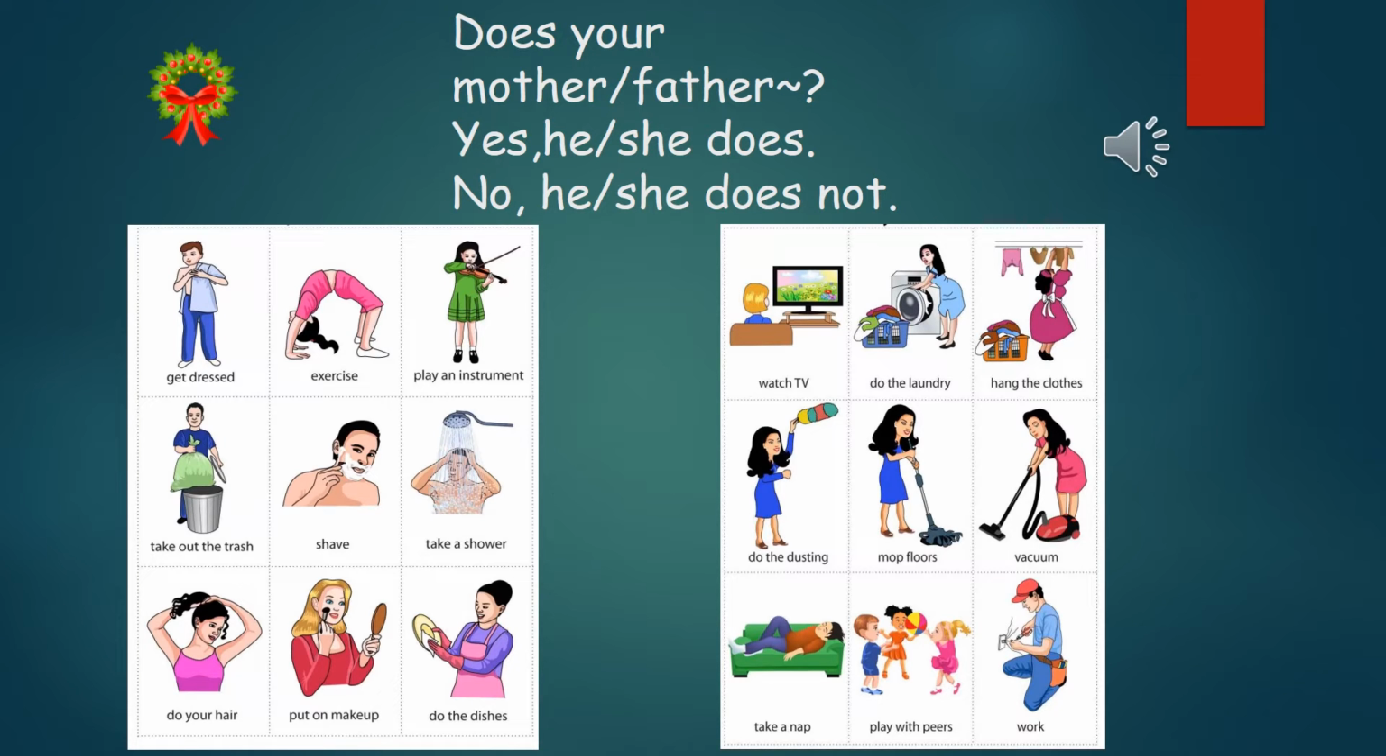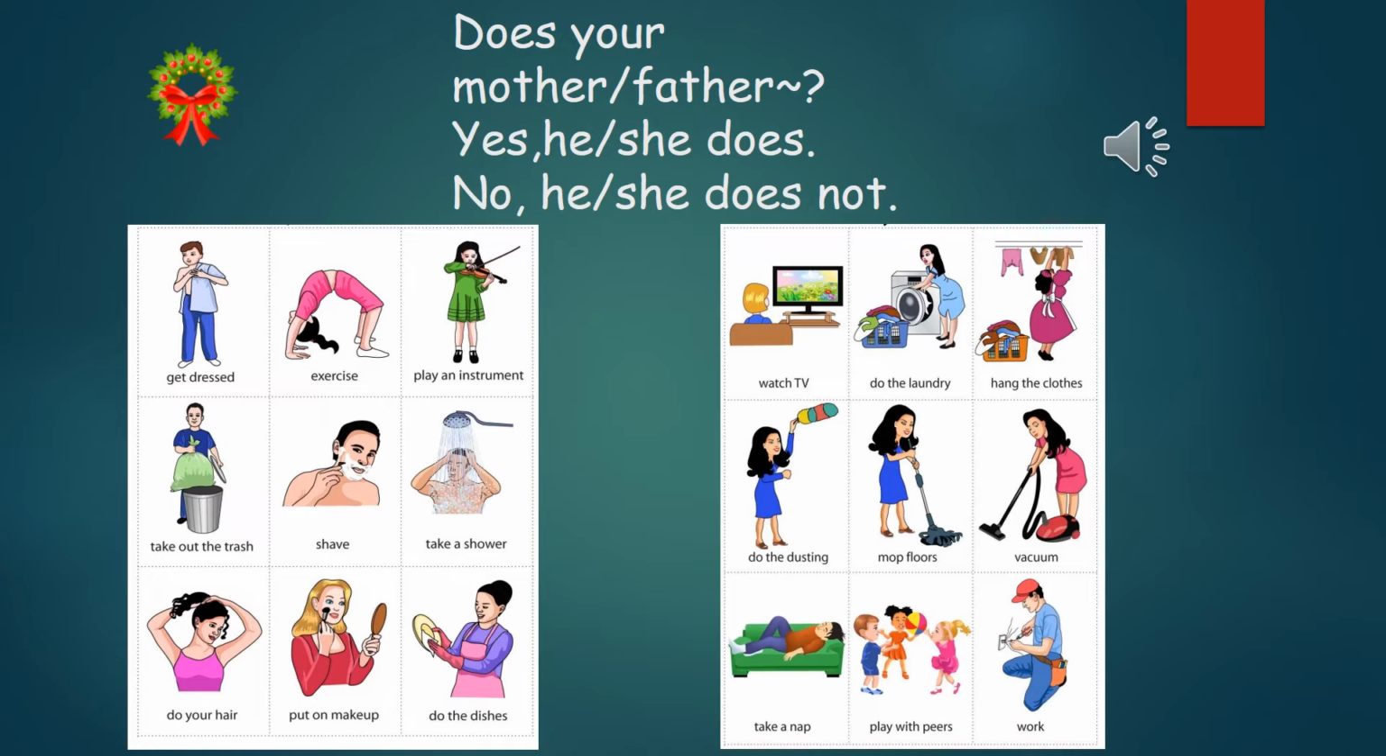Let's go over the pictures. Get dressed, exercise, play an instrument, take out the trash, shave, take a shower, do your hair, put on makeup, do the dishes, watch TV, do the laundry, hang the clothes, do the dusting, mop floors, vacuum, take a nap, play with peers, work. Choose some random actions.